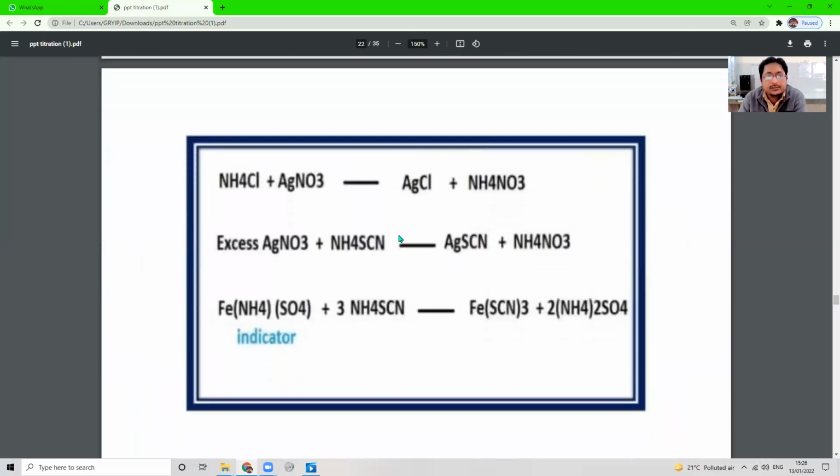These are the reactions. Here the analyte is ammonium chloride, which reacts with excess AgNO3. A precipitate of AgCl is formed. Then the excess AgNO3 reacts with ammonium thiocyanate and forms silver thiocyanate, and this ammonium thiocyanate again reacts with the indicator, and it will form the color change and give the end point.